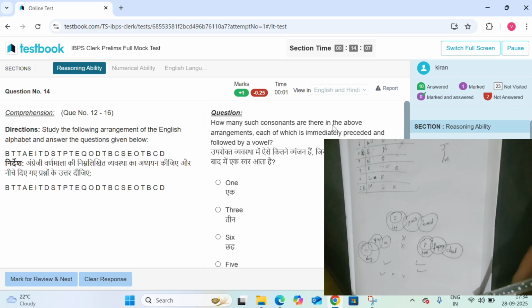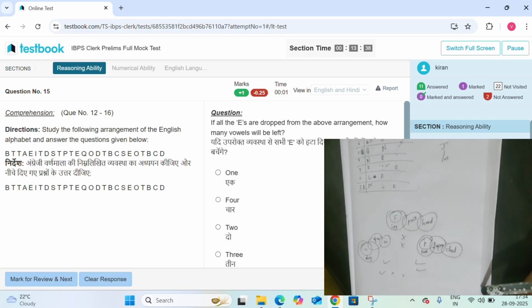How many such consonants are there in the above arrangement, each of which is immediately preceded and followed by a vowel? Consonant preceded and followed by a vowel. Consonant, no. Consonant, no. Consonant preceded and followed, yes, one. Consonant, no. Consonant, only one.